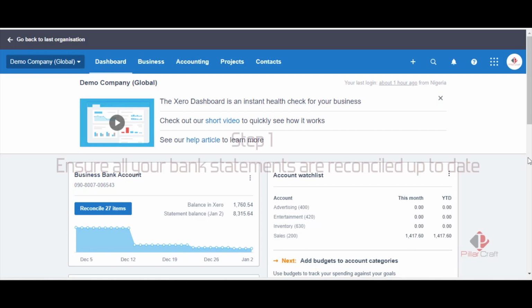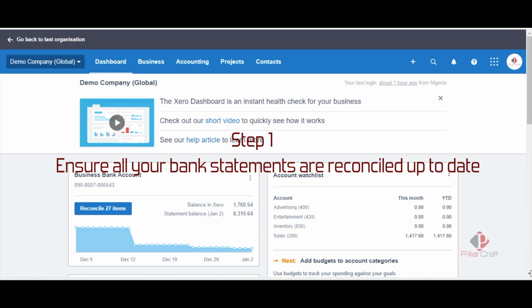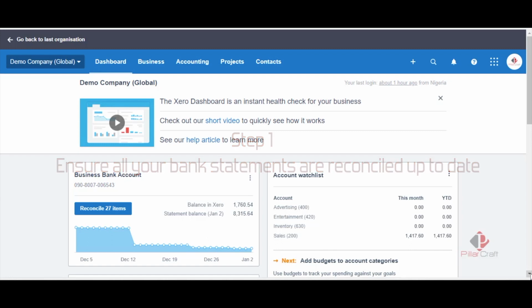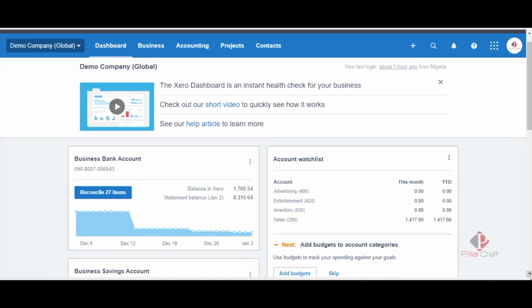Number one is that you want to ensure that all your bank statements in Xero are reconciled to date, if not to date, to the last day of the year, the end of the year. So in this instance, for example, we know we have uploaded bank statements to January 2nd in the Xero organization. We want to ensure that reconciliation of the bank statement is done to 31st of December of the previous year.